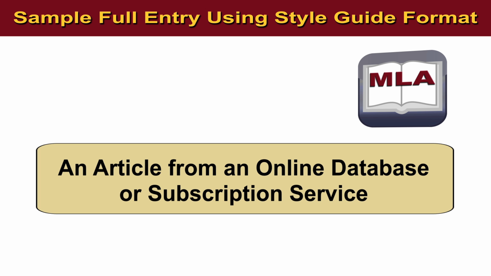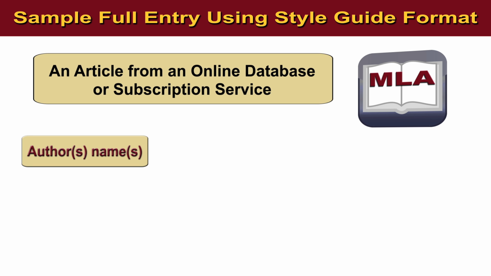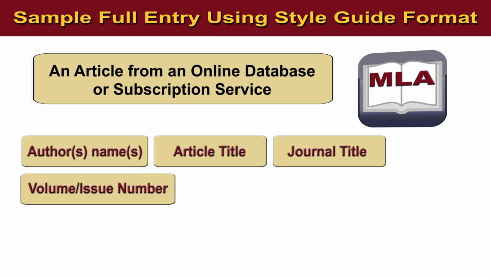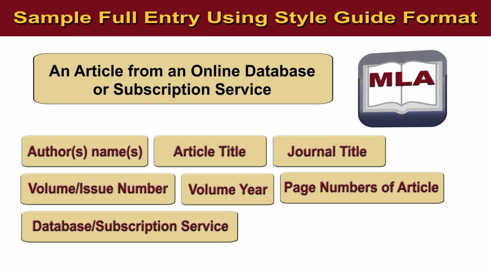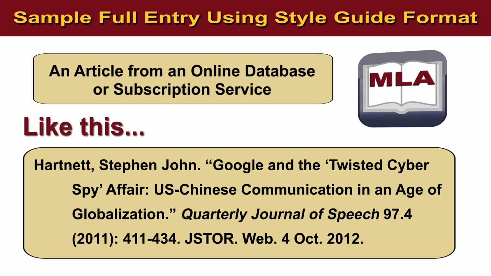The MLA format for citing this type of electronic source is author's name, article title, journal title, volume issue number, volume year, page numbers of article, database or subscription service, web, date accessed. Like this. MLA and APA are both picky about when you italicize, use quotation marks, add end marks, etc. So pay attention to these details.